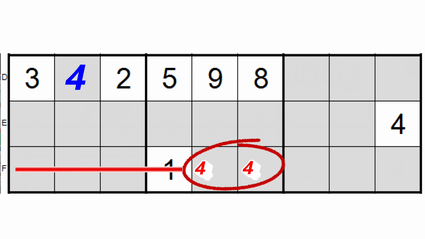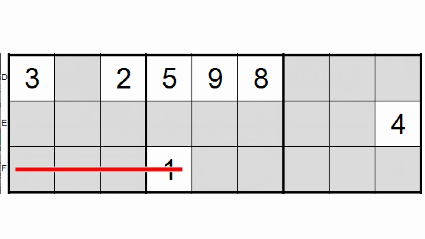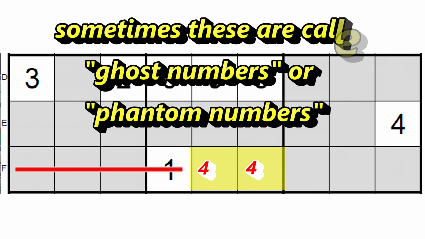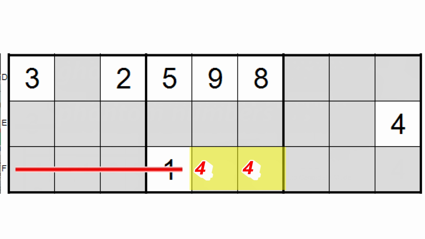If we're using Snyder notation, then we know the 4 must be in one of those two cells and nowhere else in block 5. These cells contain what is sometimes referred to as ghost 4s. Since we know for sure a 4 is in one of those two cells, we don't know which, so they're ghost numbers, sometimes called phantom numbers.